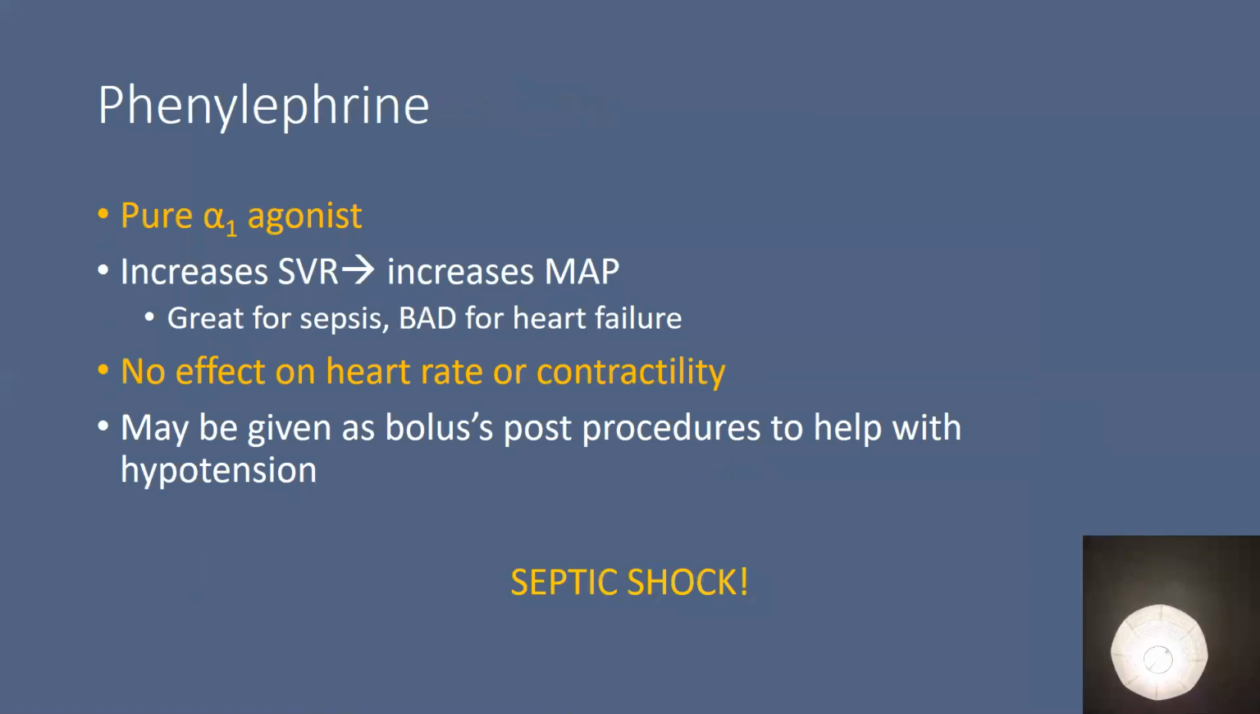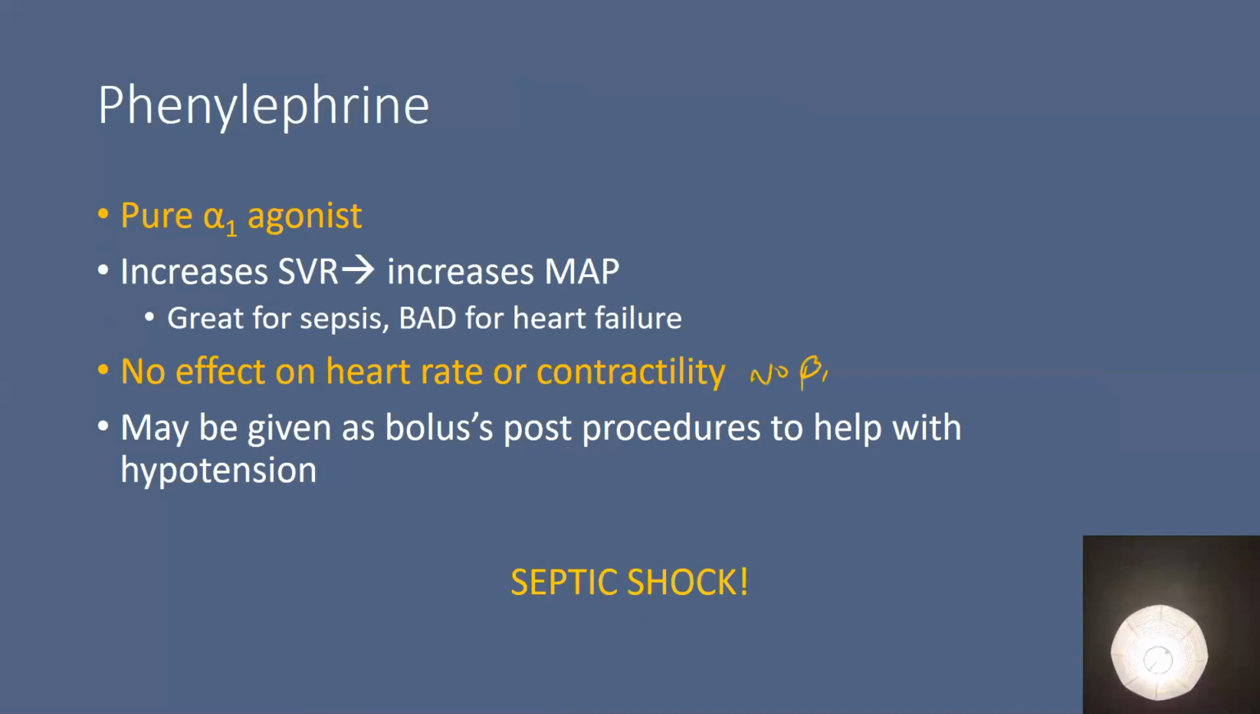So phenylephrine, as I said, is a pure alpha-1 agonist, so complete vasoconstriction of the arteries, which is great for afterload increase, great for sepsis. When you're completely vasodilated, you want to clamp you down. If you've got heart failure, though, the last thing you want to do is clamp you down and push up your afterload, because that's just going to tank your cardiac output. So the benefit of phenylephrine really is place in therapy. It has no effect on the heart rate or the contractility because there's no beta-1 activity.